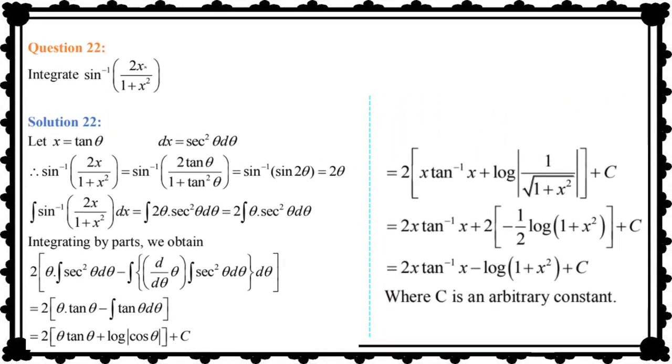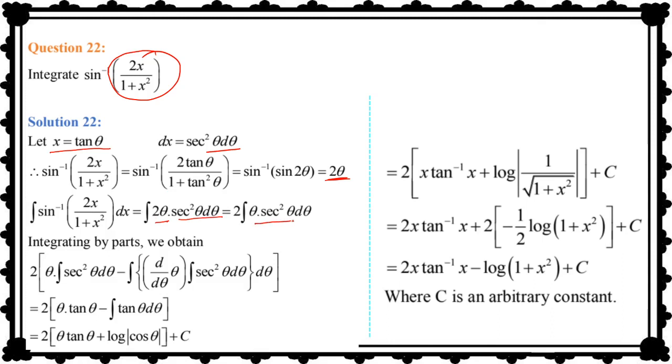Question number 22, sine inverse of 2x upon 1 plus x square. Here we are assuming, students, this thing is giving us some clue, some idea, right? This is the formula of sine 2 theta if we assume x as tan theta. So x is equal to tan theta, right? And if we take its derivative, dx will be sec square theta d theta. Now put the value here, it is sine inverse of sine 2 theta, and this is 2 theta only. Now this has become the integral of 2 theta, and what is the value of dx? dx is sec square theta d theta, right?